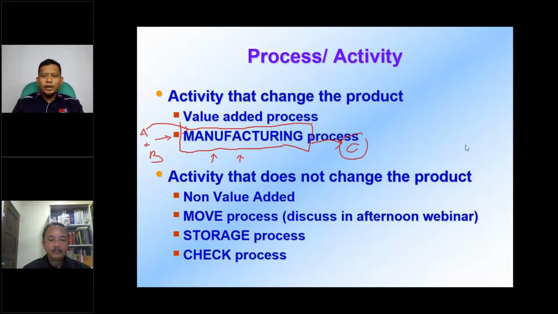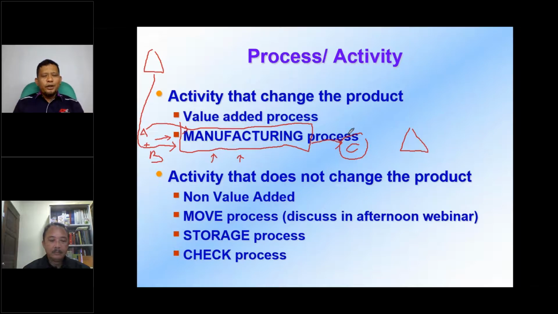And then there is the storage process. This storage process as well basically doesn't change the physical. So maybe there is a warehouse here, and this is raw material. We have a tank farm here, and then we keep it and pump chemical B to the process. This is all considered as non-value-added activity.